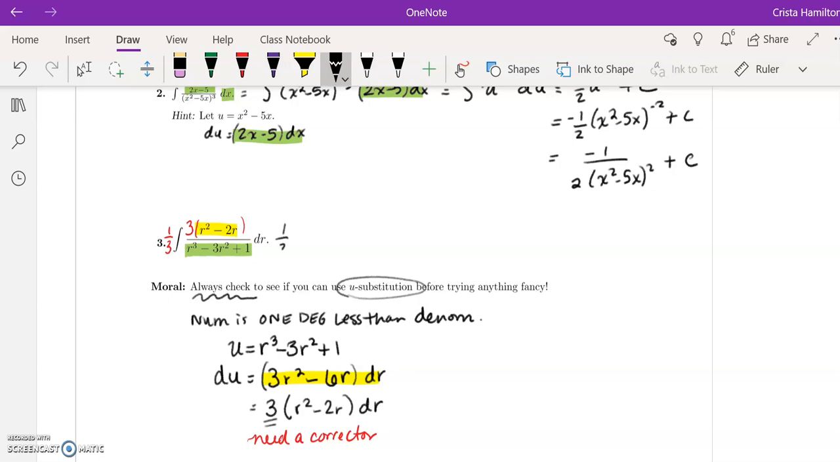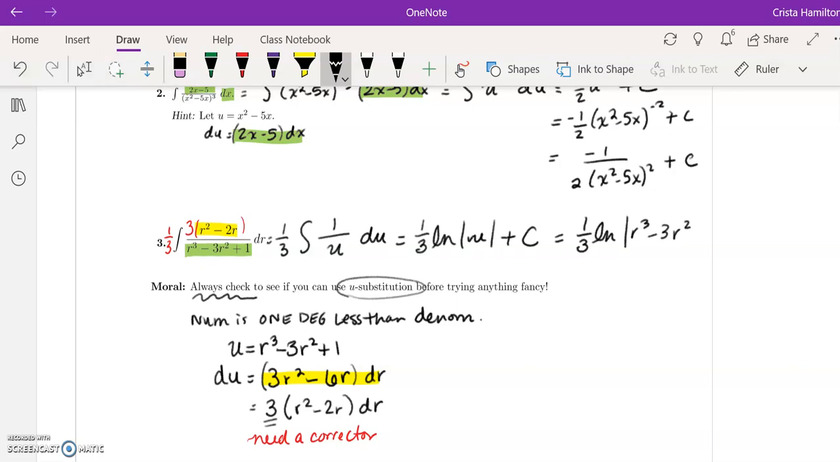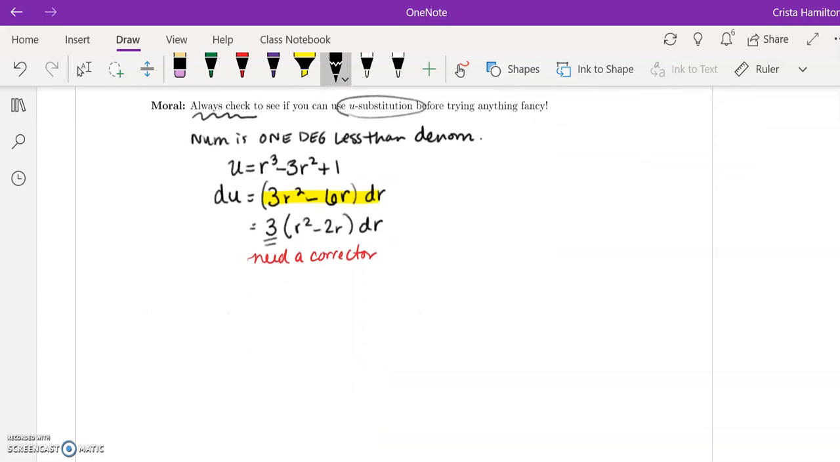and integrate. So it's 1/3 the integral, and it becomes 1 over u du. And the reason we let u equal the denominator is because that's our known derivative of the log. So it becomes 1/3 natural log absolute value of u plus c, and then change it back to be in terms of r, r cubed minus 3r squared plus 1, and then plus c, and we're done with that problem. Right? So those first 3 are kind of our straightforward ones.